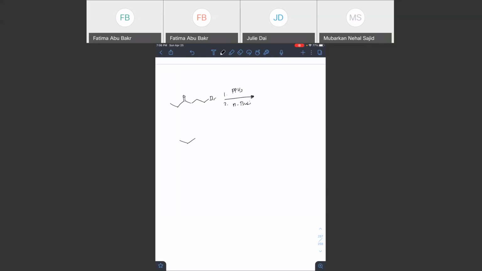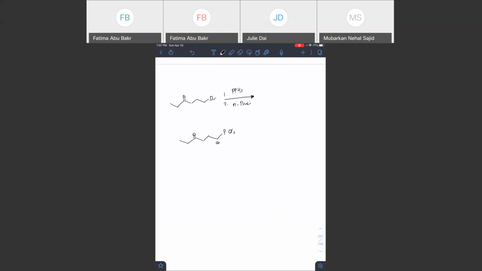And so what happens at the end of this is, for the first part, I believe this is the process. This gets turned into phenyl, whatever, an ylide. But it's actually not quite an ylide because the second part is when this becomes a positive charge.